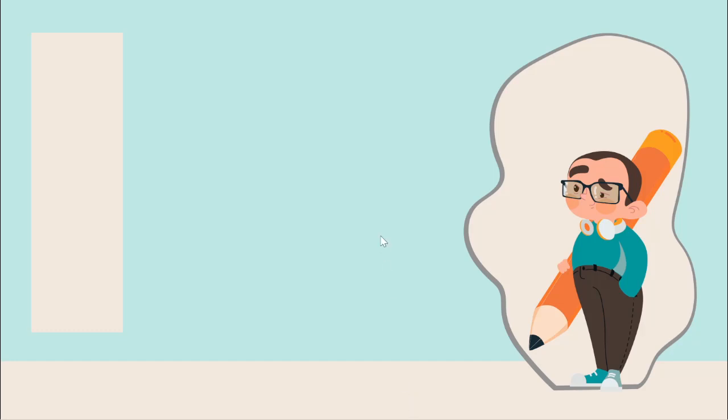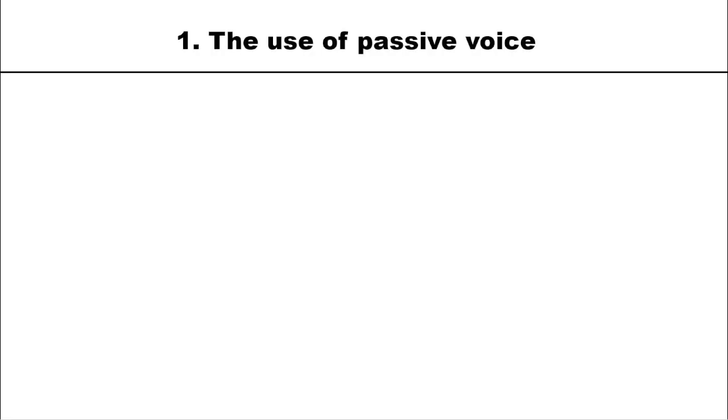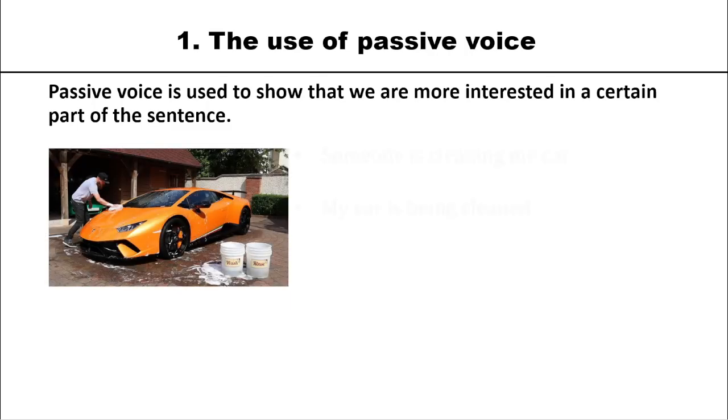In today's lesson, we're going to talk about passive voice. Okay, let's get started with the use of passive voice. Passive voice is used to show that we are more interested in a certain part of the sentence. Let's look at the example.